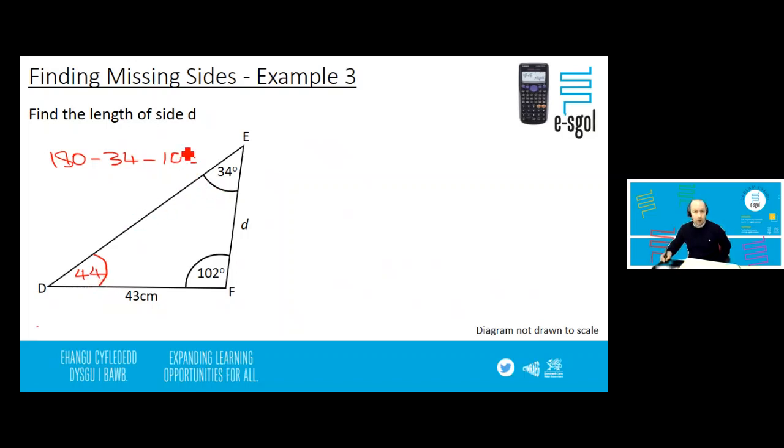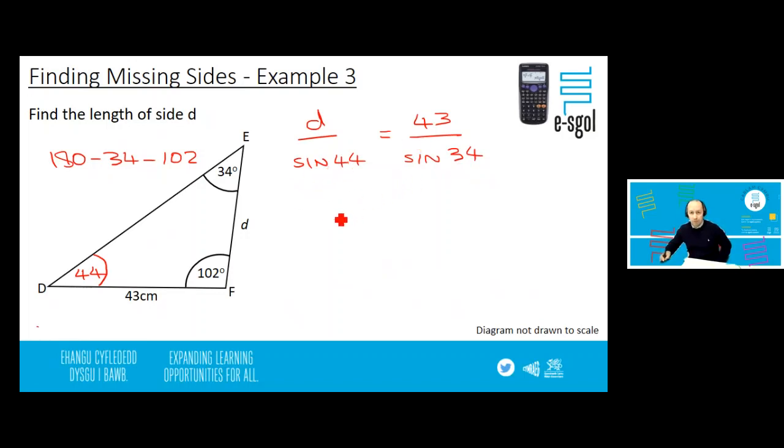Now let's go back to what we're actually looking for, which is side D. So I'm going to put D, remember whatever we're finding, I put on top, and that's over the sine of the opposite angle. And in this case, it's the sine of 44. And what other information have I got? What side and angle have I got? So I've got this angle of 34 with the side of 43 opposite. So 43 over the sine of 34. And that's pretty much the hard work done.